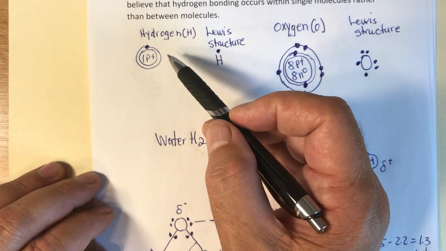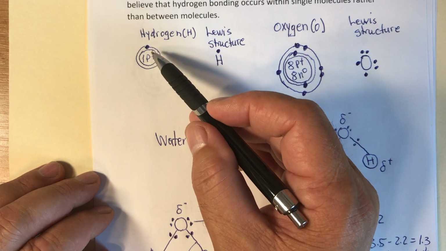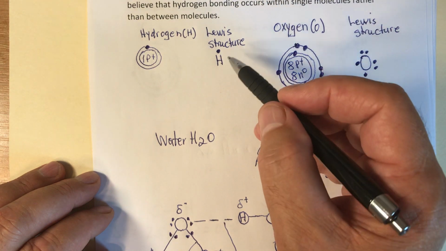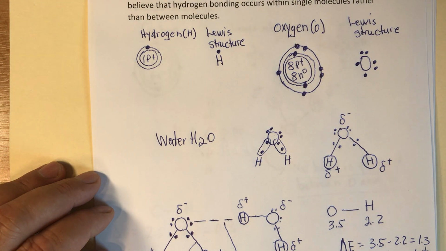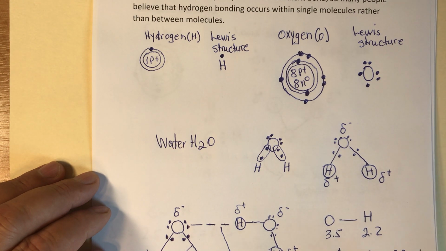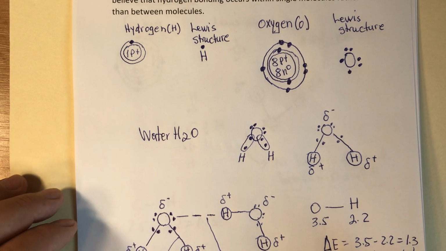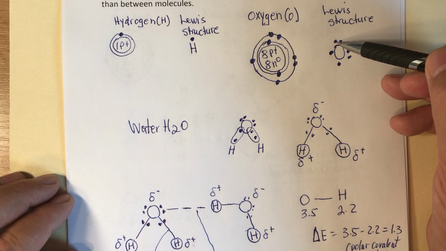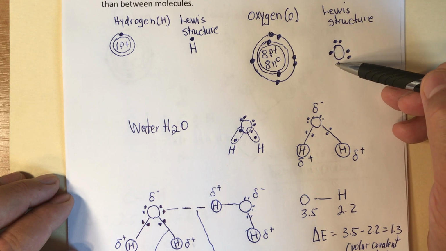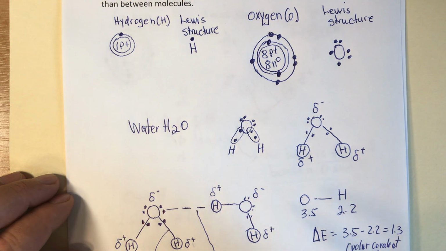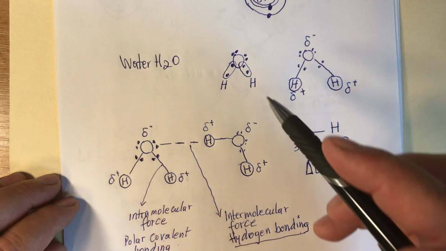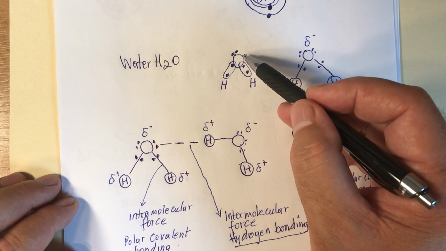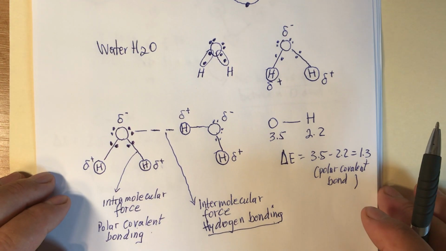Here I have a Bohr-Rutherford diagram for the hydrogen atom, and a Lewis structure. Lewis structure, by the way, is the representation of valence electrons in the outer energy level. So oxygen has 6 electrons in the outer shell. Water forms two bonds with hydrogen, and there are two lone pairs of electrons.